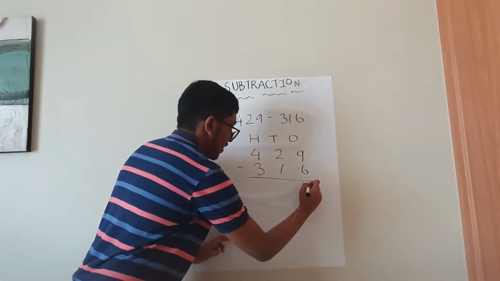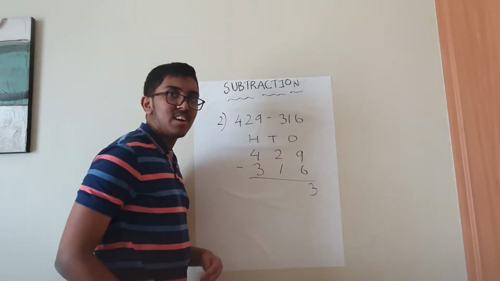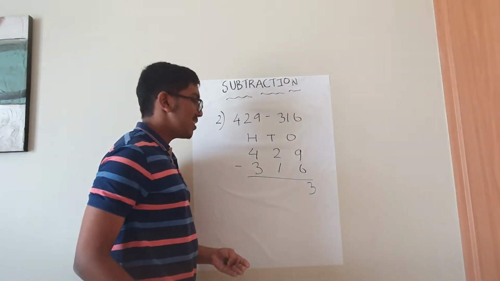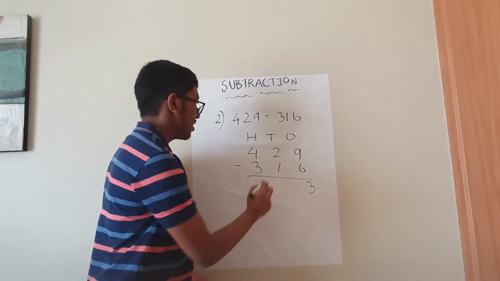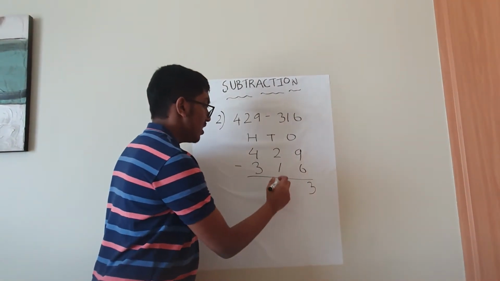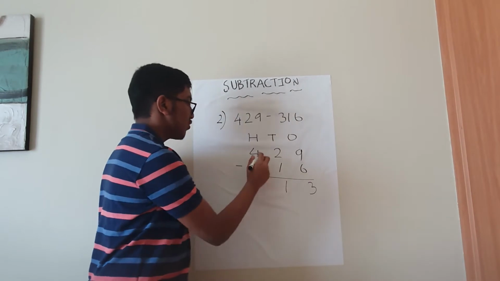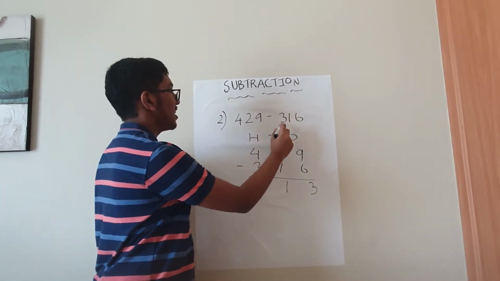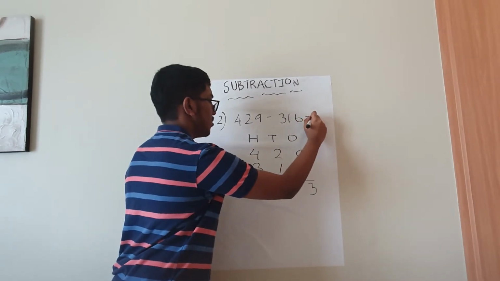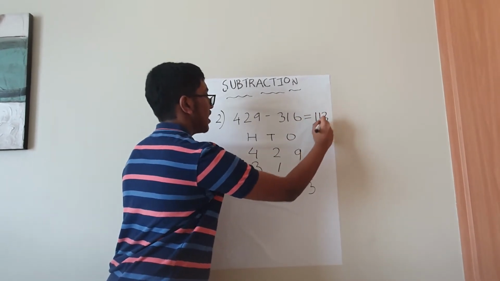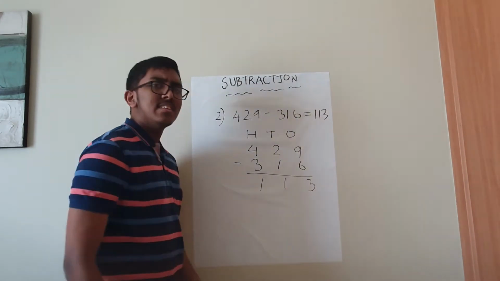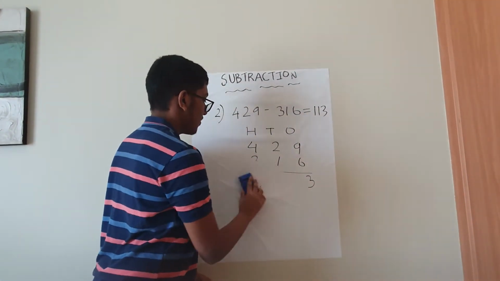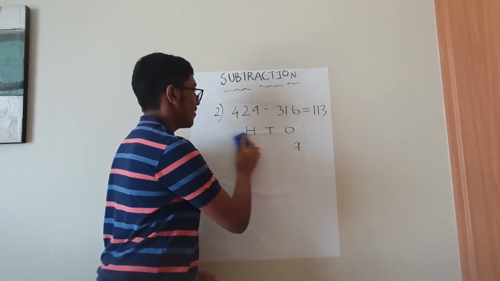Now, what is 9 minus 6? 3. I hope you've been looking at our previous videos. If you didn't, please look at them before attending this lecture. What is 2 minus 1? 1. And what is 4 minus 3? 1. So 429 minus 316 is equal to 113. Now let's look at a question that involves carrying over or borrowing.